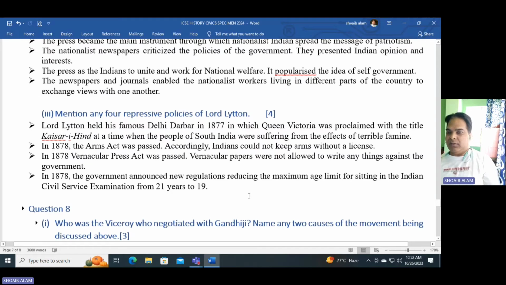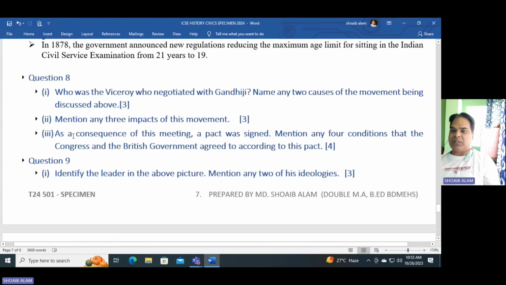According to the Arms Act, Indians could not keep arms without a license, whereas the English could keep. Under the Vernacular Press Act, they were prohibited from writing anything against the government. And the last one, the civil service examination was conducted, but the age limit was reduced from 21 to 19. Got it? Now, next one, question number 8.